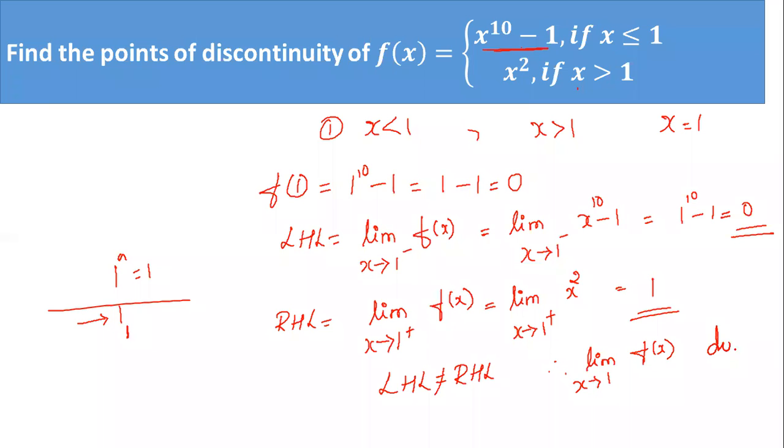Does not exist. So the function is not continuous, or the function is discontinuous. Function is discontinuous at x is equal to 1, whereas function is continuous for x greater than 1 and x less than 1. Only at x is equal to 1 it is discontinuous. So we'll move on to the next question.